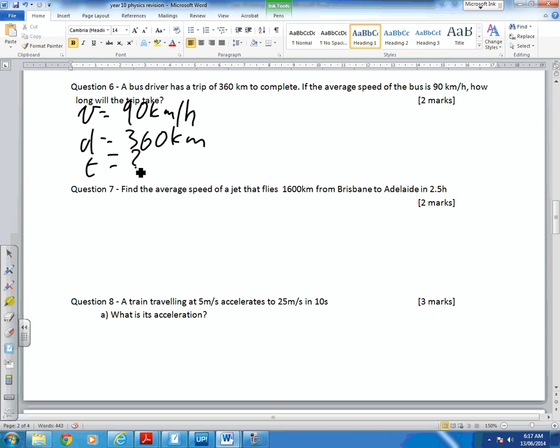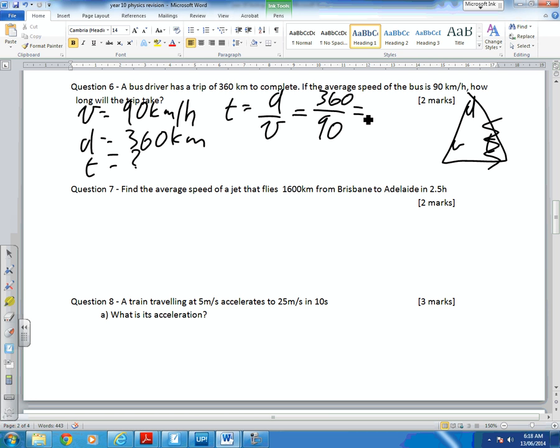So there's our facts. Over on the formula sheet, you'll notice that you've got one here, V equals D on T. We want to find out T, so we cover up T. And we notice there that T equals D on V. So that's going to be equal to D, which is 360 over 90. So 360 over 90, zeros cancel out, 36 divided by 9 gives us 4 hours.